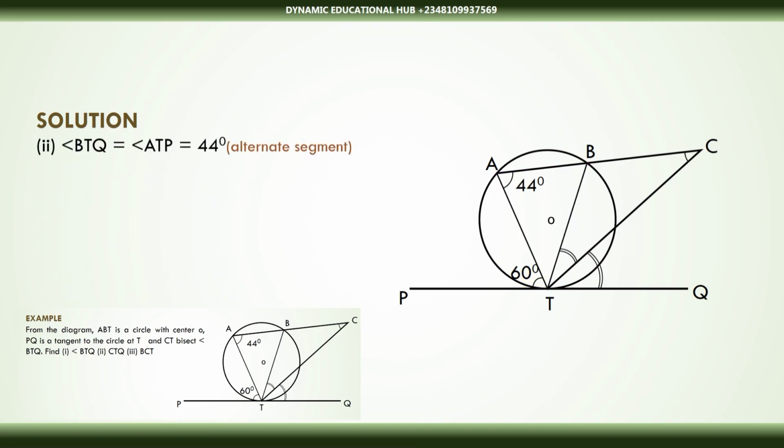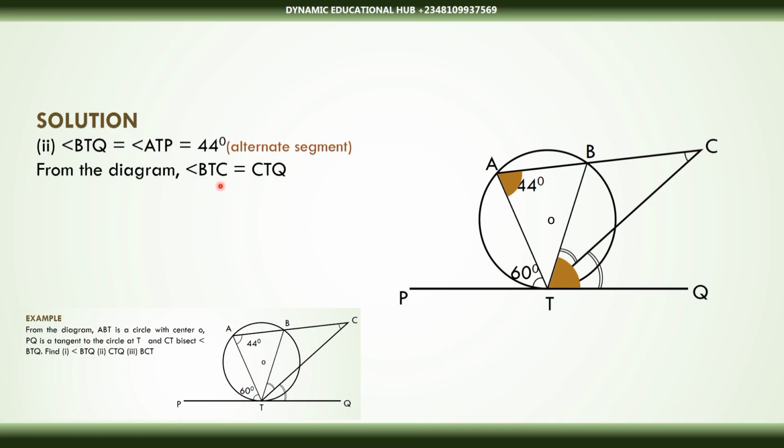So the next one, we want to find the value of angle BTQ. And we know that angle BTQ will be the same thing as angle ATP. Why? This angle here, BTQ, and this one are in alternate segments. I've explained it. So BTQ will be the same thing as ATP, 44 degrees. The alternate segment theorem is being applied.